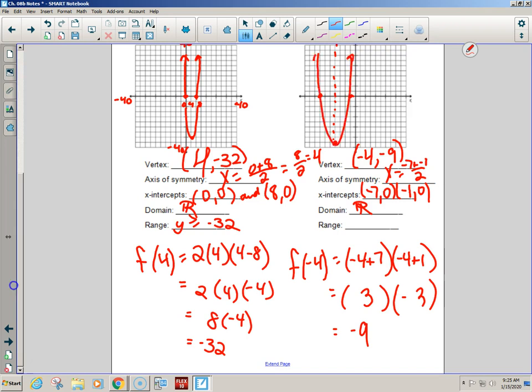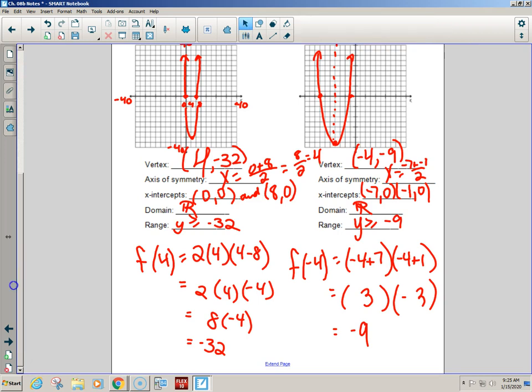You guys should have already filled in your domain as all real numbers, because it always is. How about my range? Greater than or equal to, or less than? Less than means below. This is good to write in your notes. Less than means below. Does the parabola go below this, or does it go above? Yeah, it goes above. And how low was that? Negative 9, right?